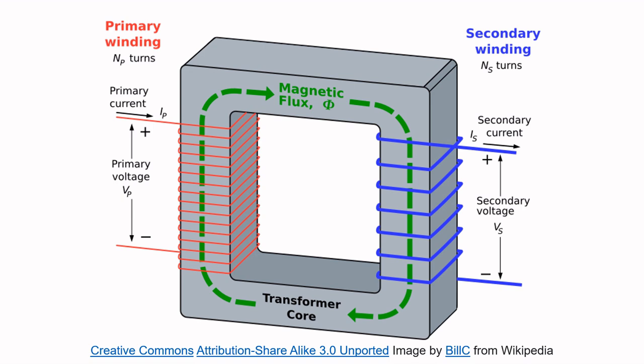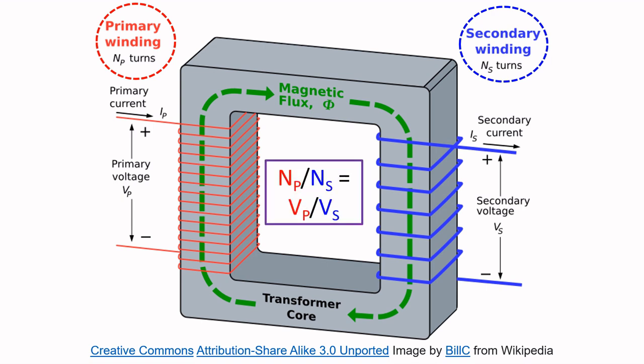Usually laminated cores are used for transformers. Here primary winding has NP turns. The primary current is IP. Primary voltage is VP. Secondary winding has NS turns. Secondary current is IS and secondary voltage is Vs.